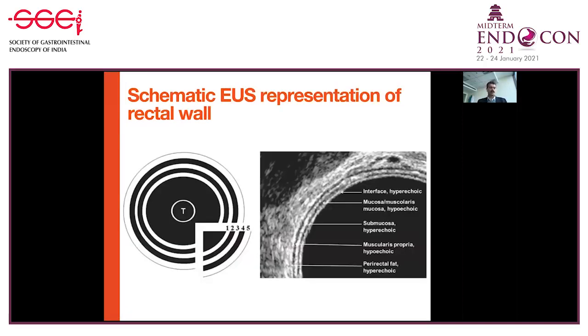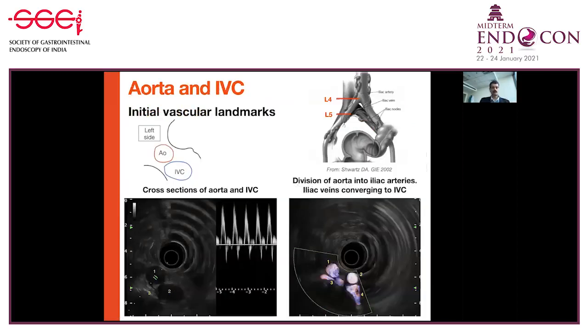The schematic EUS representation of the rectal wall is the same as in any part of the GI tract, the standard 5-layer representation. I don't have to go into this. Just remember that the muscularis propria of the rectum at current transducer frequencies is often resolvable into inner circular, outer longitudinal, with an inner sheath of hyperechoic fibrous tissue between the two muscle layers.